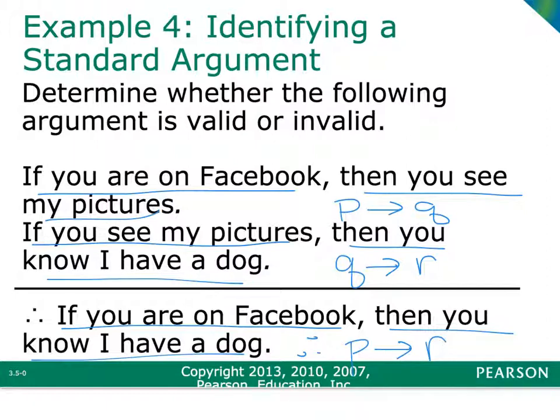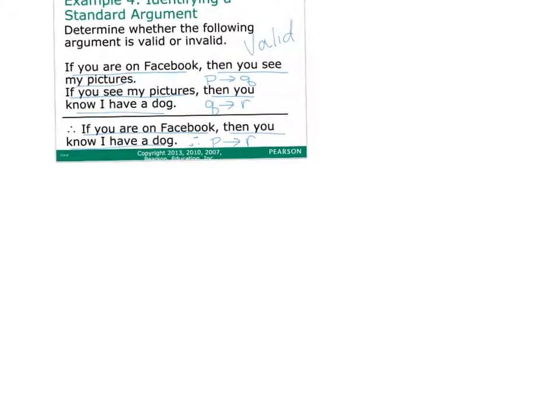So you would not have to make a truth table on this because this is one of the valid formats. This is the law of syllogism. So you could just stop right there with your translation and say this is valid. This is the law of syllogism and I'm done. If you want to do a truth table, you absolutely can. It would be very lengthy.